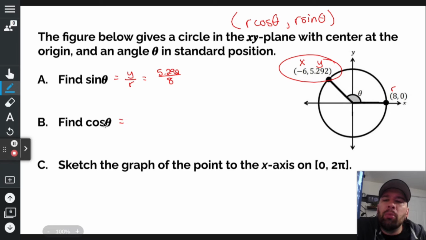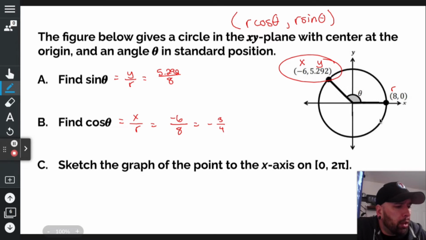And same thing with cosine. Cosine theta is x over r. My x value is negative 6 over 8. I think I can simplify this one, even though I have no clue what that's going to simplify to. But this is going to simplify to negative 3/4. Much friendlier.